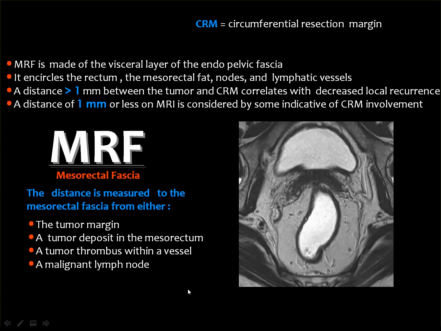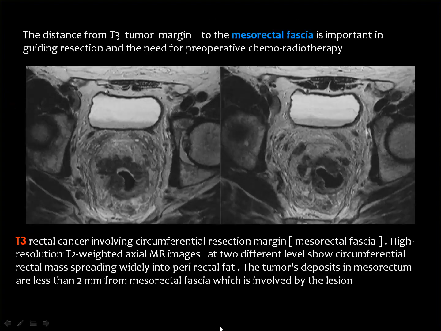local tumor recurrence. Then this distance, 1 millimeter from the tumor margin, from a tumor deposit in the mesorectum, from a tumor thrombus within a vessel, from a malignant node. Any of these that has become intimately related to the mesorectal fascia, then this is an unfavorable sign.